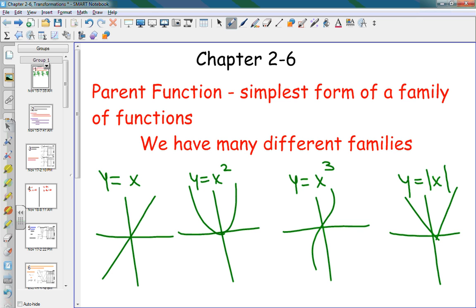First one was y equals x, the line family. The second one, the U. The third one, the spaghetti, and the last one, the V. Do we all understand this? Yes or no? Got it now.